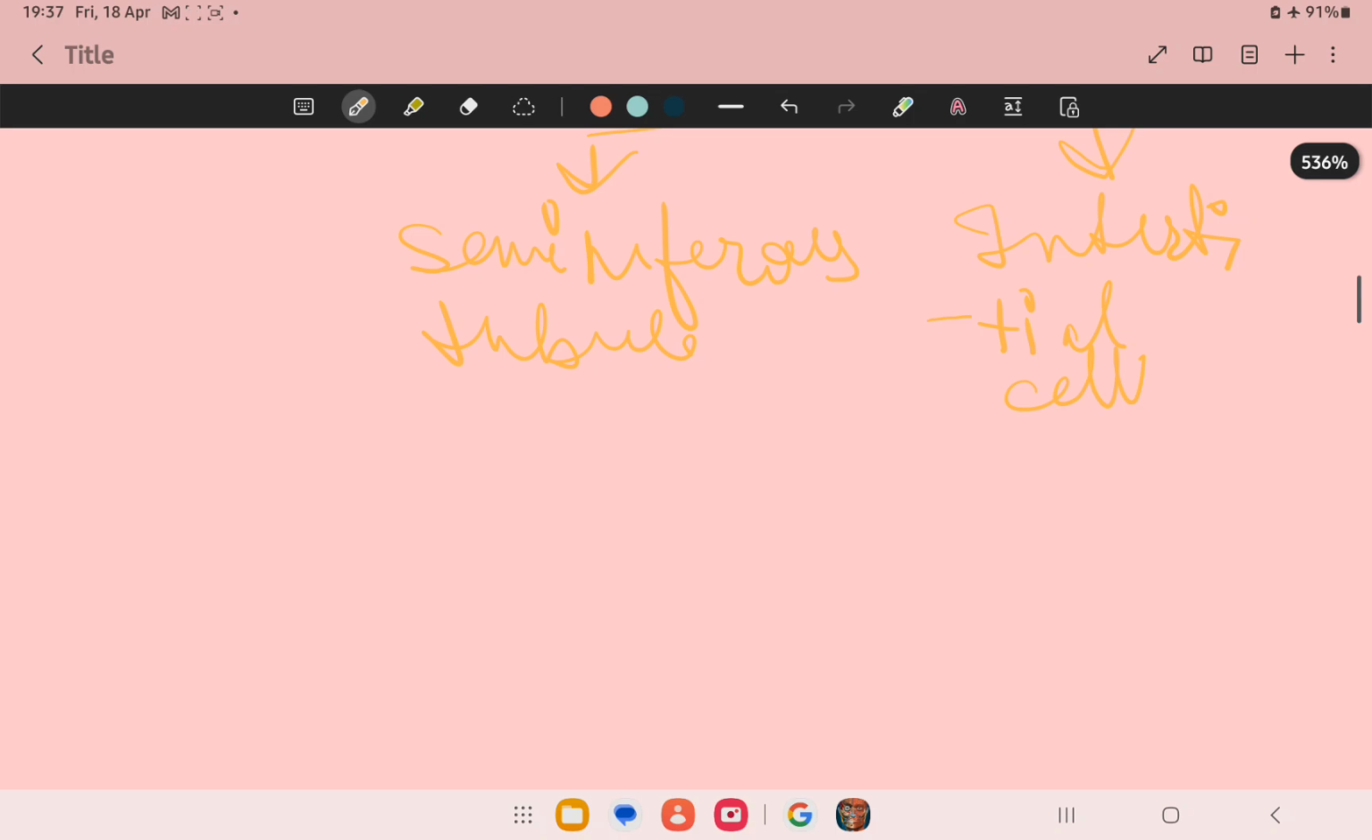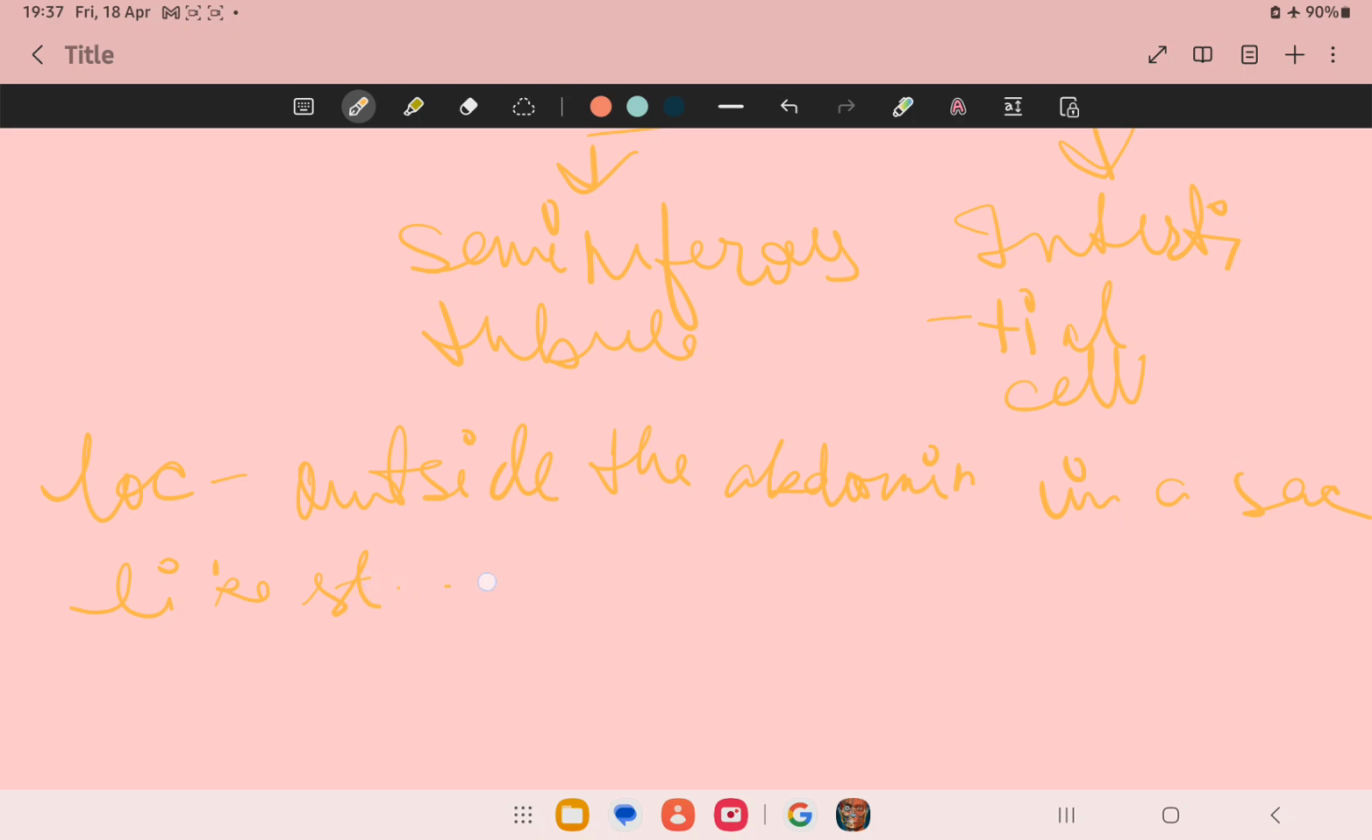Testes is located outside the abdomen. Okay, location is very important. It is located outside the abdomen in a sac-like structure called the scrotum. Okay, it is located in a scrotum, which is outside the abdomen.